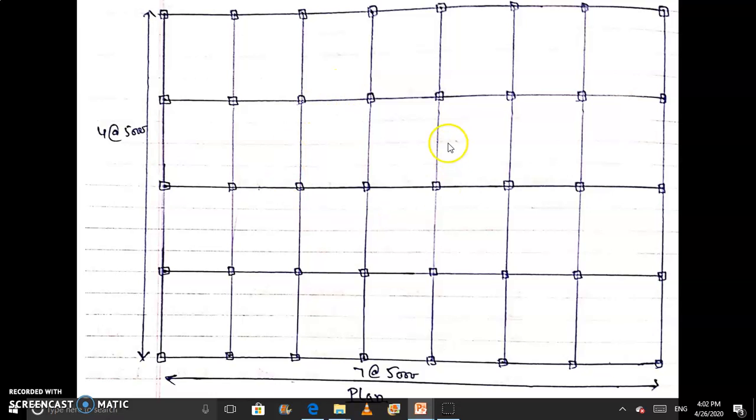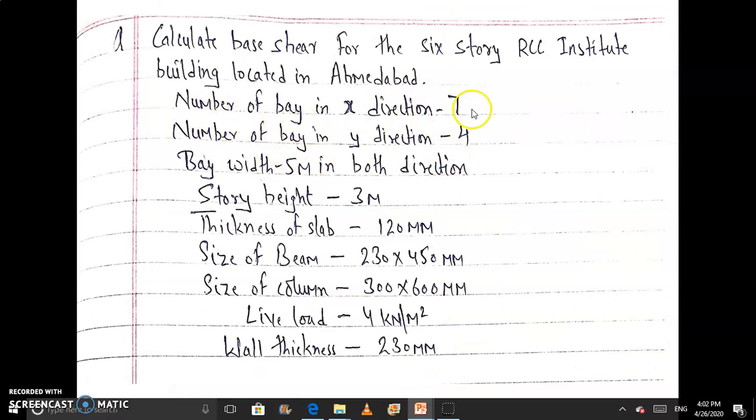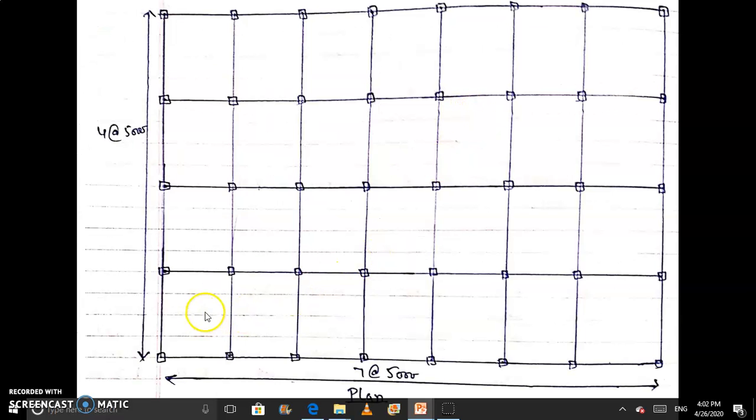So this is our plan. In our numerical, the number of bays in X direction is 7. So you see here there are 7 bays: 1, 2, 3, 4, 5, 6, 7. This particular closed loop is a single bay. So in our question we have 7 bays in X direction, and this is our X direction, and 4 bays in Y direction: 1, 2, 3, 4. So these are the 4 bays in Y direction.